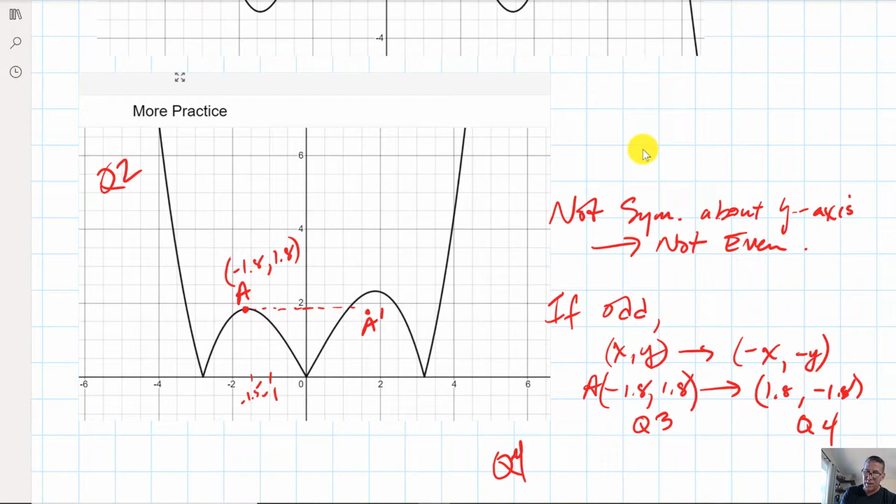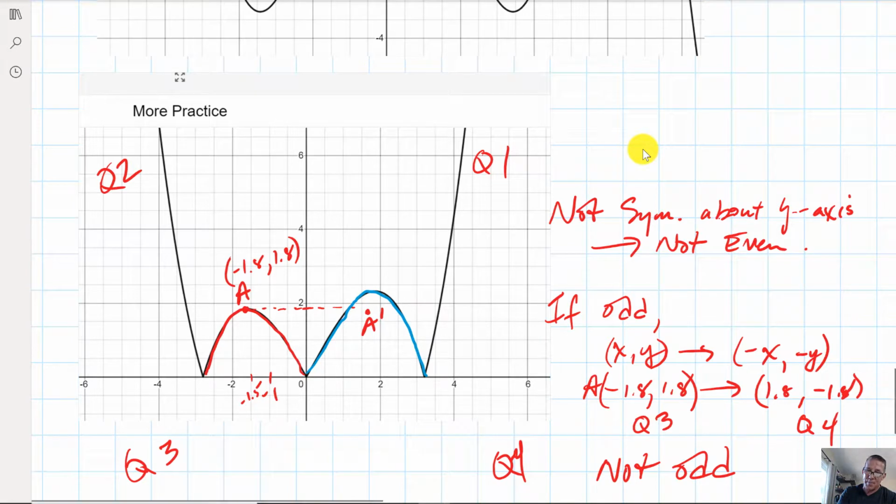I'm sorry, quadrant 4 is down here. So this is quadrant 1, quadrant 2, quadrant 3, and over here is quadrant 4. Because the graph doesn't exist in quadrant 4, it can't be odd. So it's not odd, it's not even, it's neither. Why? Because this portion that I'm highlighting is different than this portion right here. They're not the same. They're not reflections or mirrors of one another. Hopefully you guys can see that now.